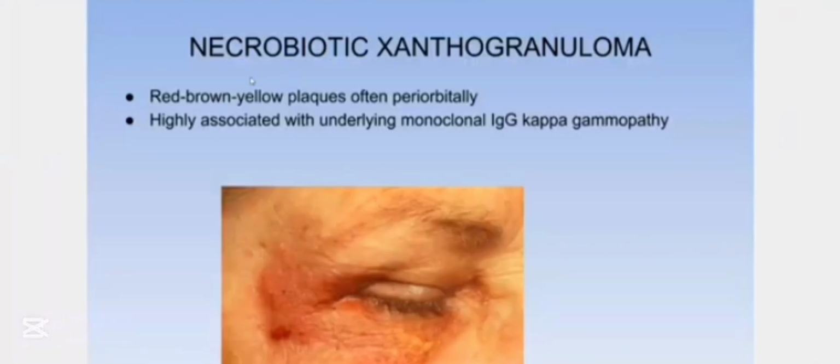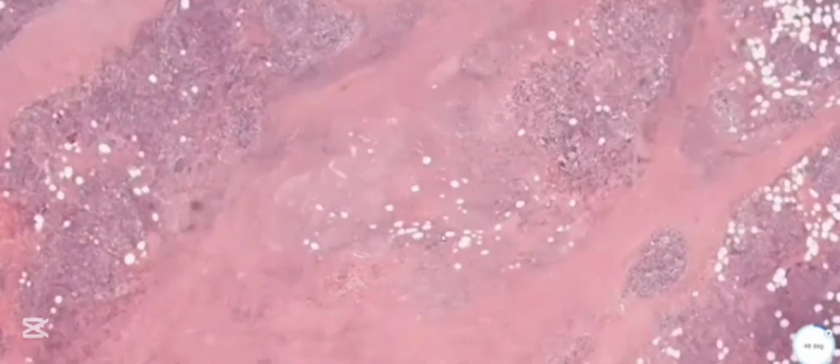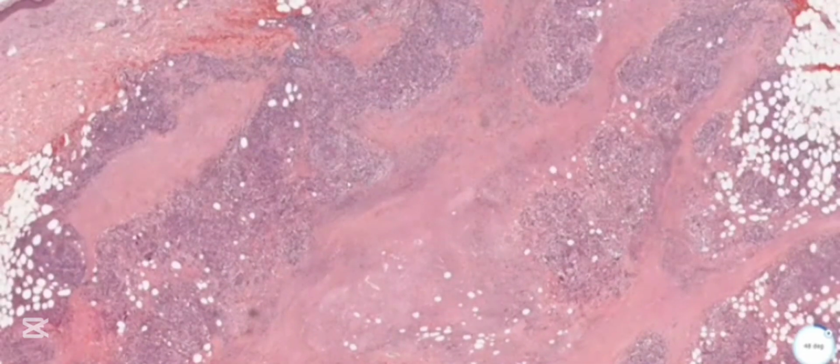So moving on to the last differential diagnosis in the palisaded granulomas is necrobiotic xanthogranuloma. These are usually associated with monoclonal IgG kappa gammopathy, and they present with these red, brown, yellow plaques, often periorbitally, that you see here. So as the name suggests, necrobiotic xanthogranuloma, there's going to be a lot of necrosis. There are going to be xanthomatous cells, and there are going to be granulomatous cells. So you can see there are large areas of necrosis that are surrounded by these palisaded granulomas.